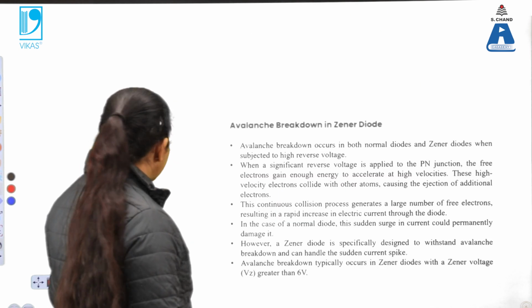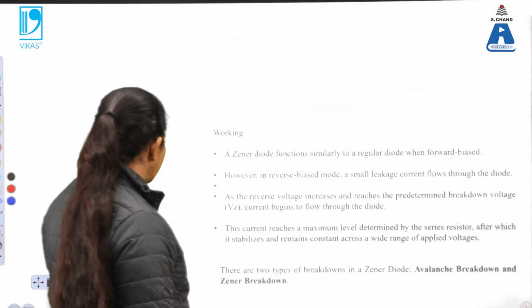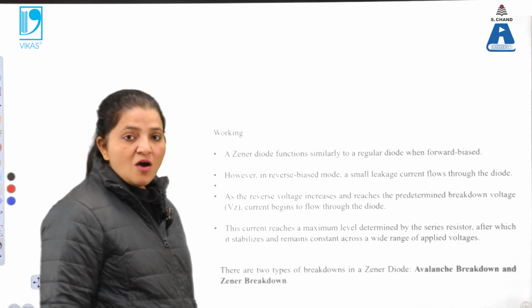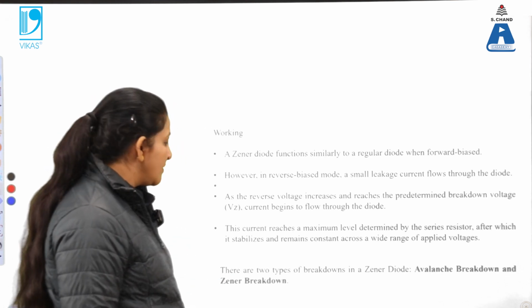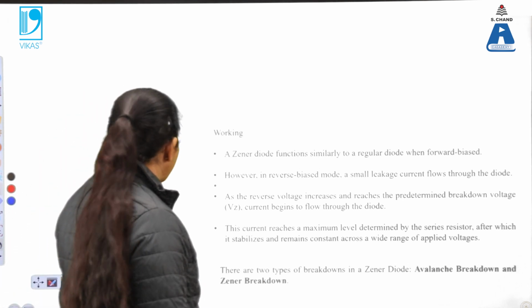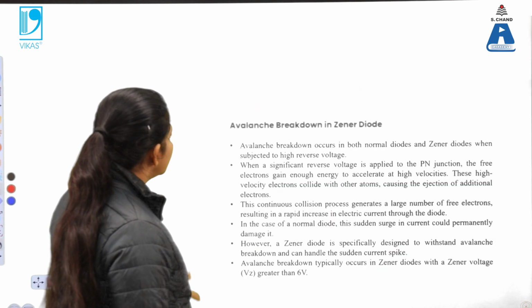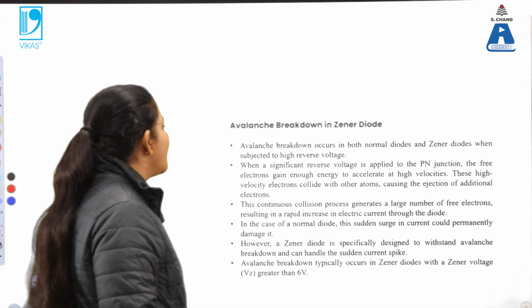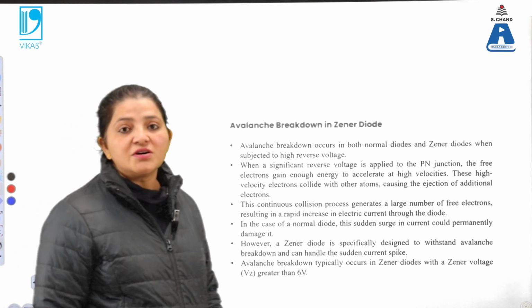Now next, during this working, two kinds of breakdown occur in the Zener diode. One is known as the avalanche breakdown and the second is known as the Zener breakdown. Now what is the avalanche breakdown here? Avalanche breakdown occurs in both the normal diode and the Zener diode when subjected to reverse biasing.